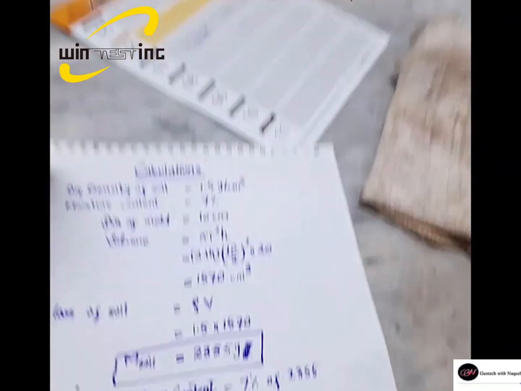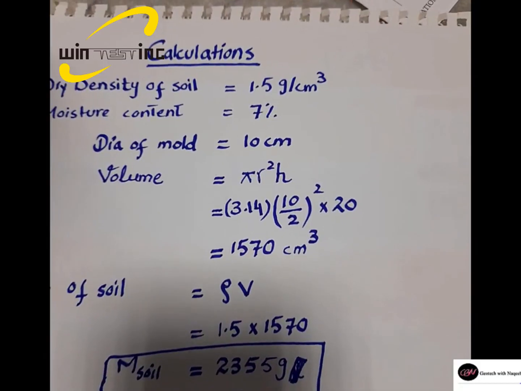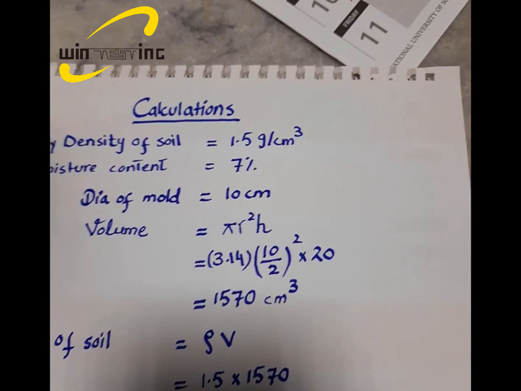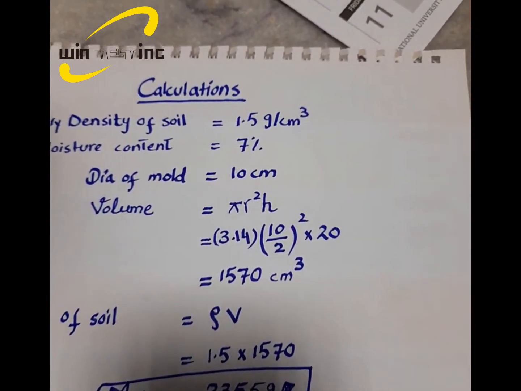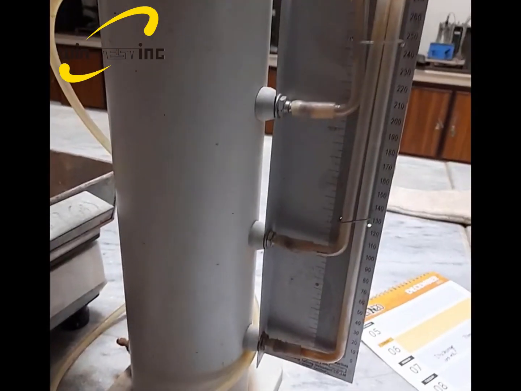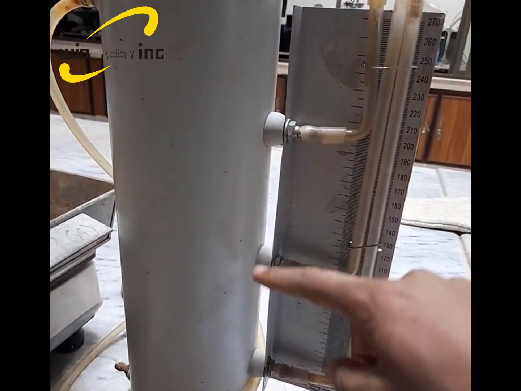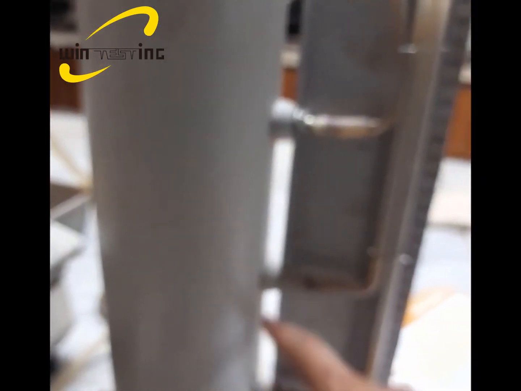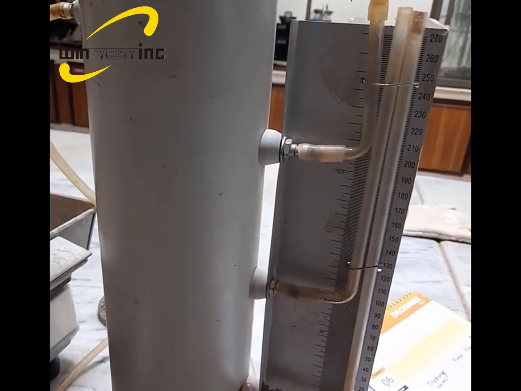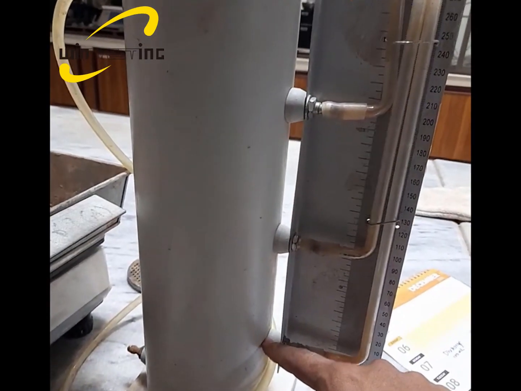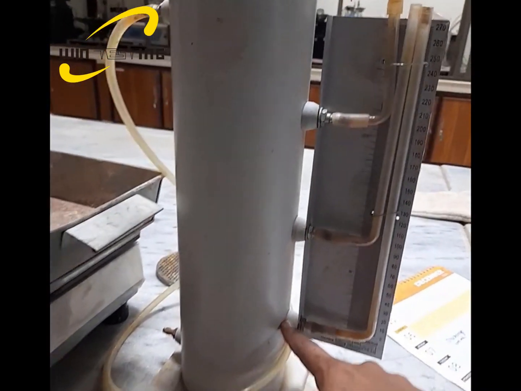So now we need to find out the volume of the mold. But how will we determine the volume of this mold? We have the diameter of this mold, but now we require the height of the mold. That height of the mold will be considered from the top burette to the bottom burette. So this much distance is required to perform the volume calculation, because we'll place our soil sample within this height. So this height is 20 centimeter for this apparatus.